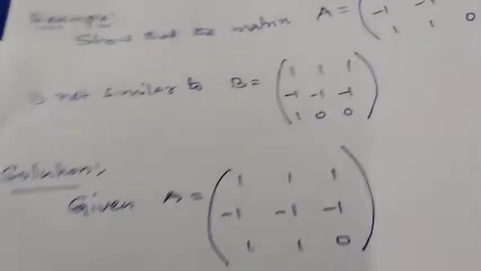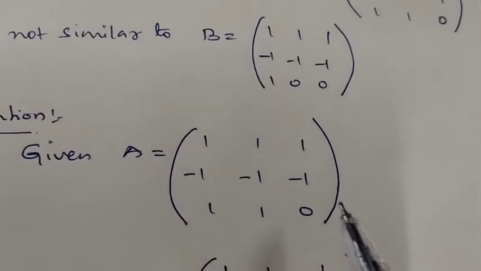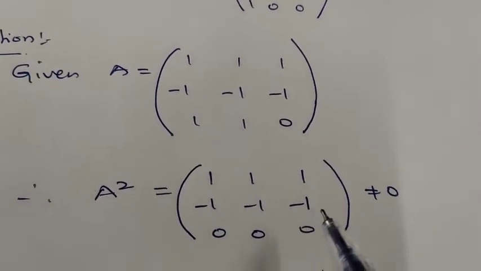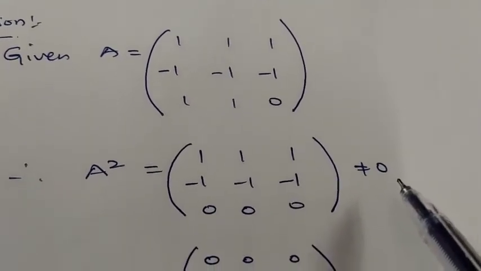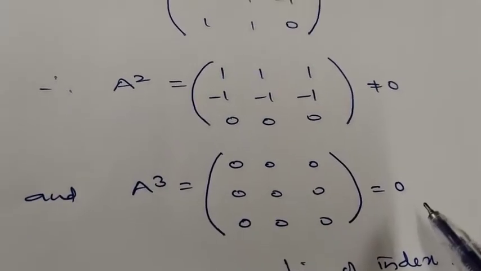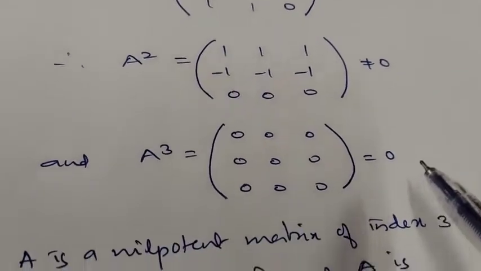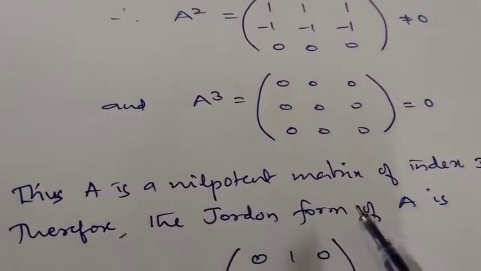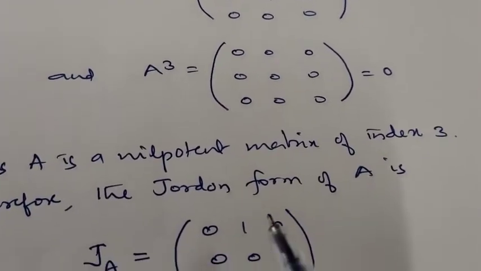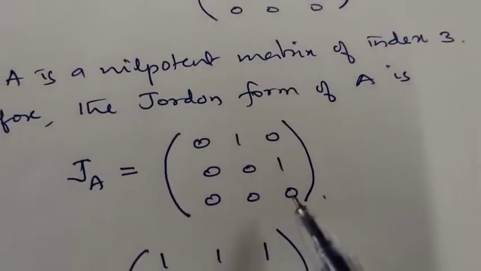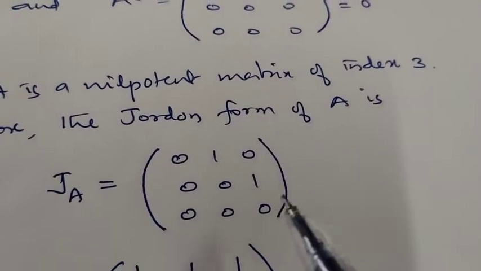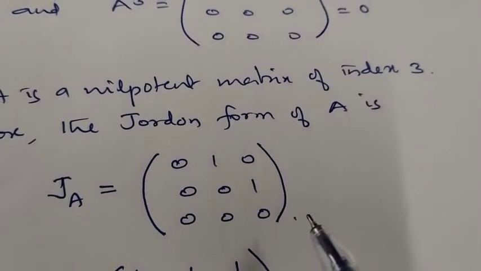First, let us take up the matrix A. Matrix A is this one. Now consider A square. You can see that A square is a non-zero matrix. Now again consider A cube. A cube is the zero matrix. This means A is a nilpotent matrix of index 3. Therefore, the Jordan canonical form of A is the standard nilpotent form, which is 0, 1, 0, 0, 0, 1 and 0, 0, 0.